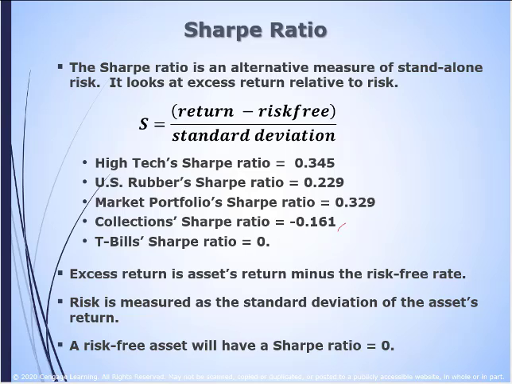Now, if we're thinking about comparisons, the stock market is considered the average. So you want to perform better than the stock market. Well, the high-tech Sharpe ratio, on a risk-adjusted basis, because it has risk in it, is performing better than what the stock market is performing. So that might be an asset that we would consider purchasing.